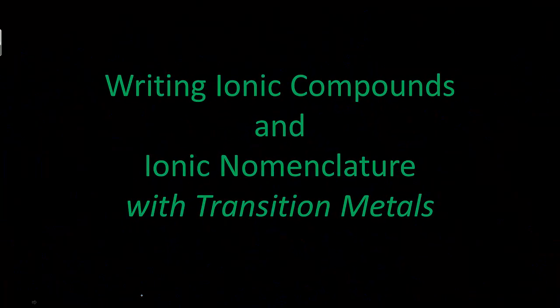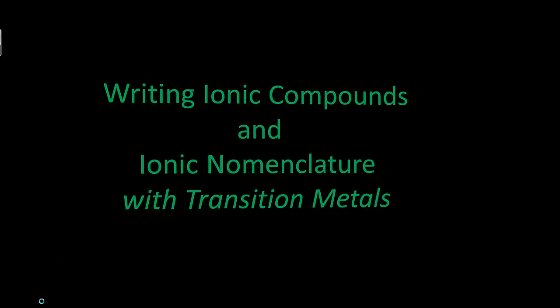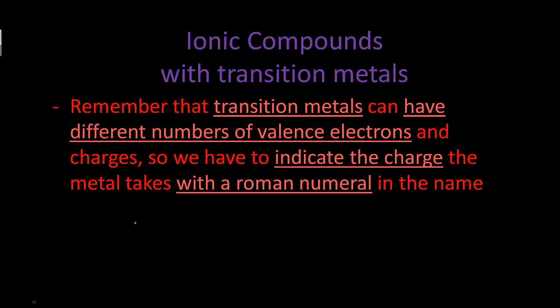Chemistry students, now we're going to talk about writing ionic compounds and ionic nomenclature with transition metals, because they are a bit different than regular metals. First thing, you need to remember that transition metals can have different numbers of valence electrons. They change, so they have different charges when they become ions, and we have to indicate the charge that the metal takes with a Roman numeral in the name.